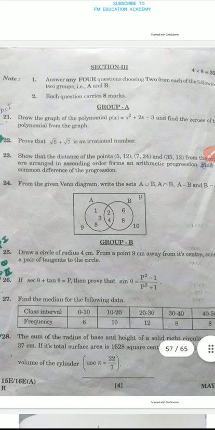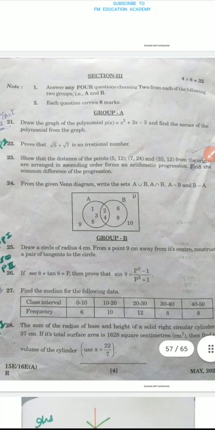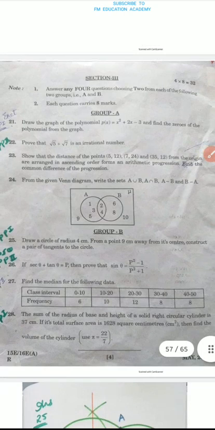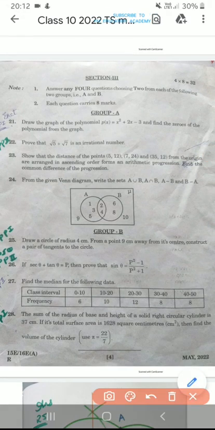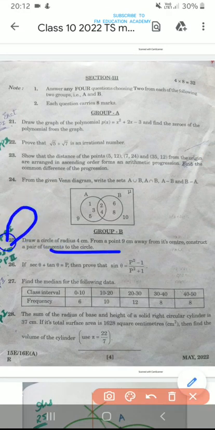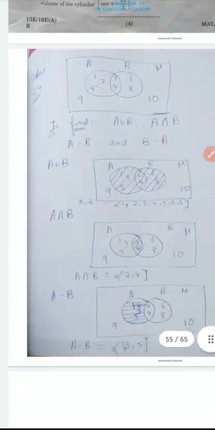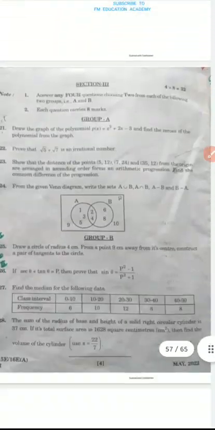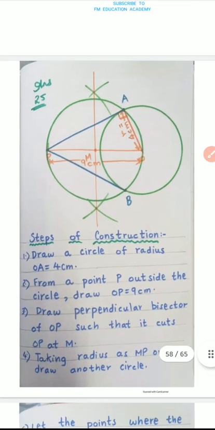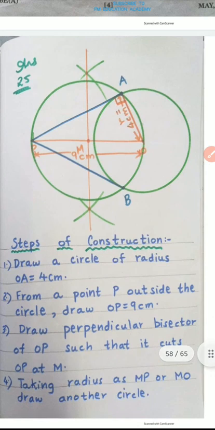Next question is: draw a circle of radius 4 cm. From a point 9 cm away from its center, construct a pair of tangents to the circle. So this question is from practice paper 1. Here in this question, if you observe, answer number 25, the radius is given to us and also a point is given, which is away from the center. This question also came previously in the practice paper, right?